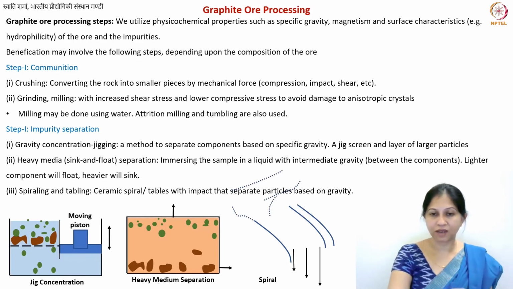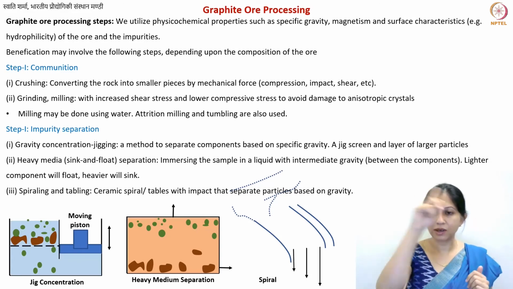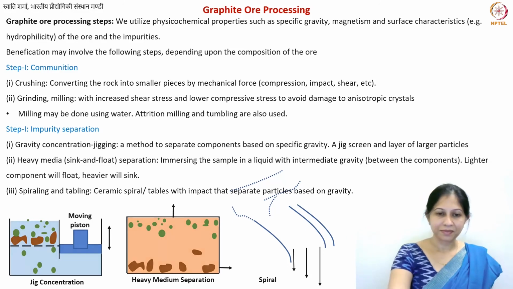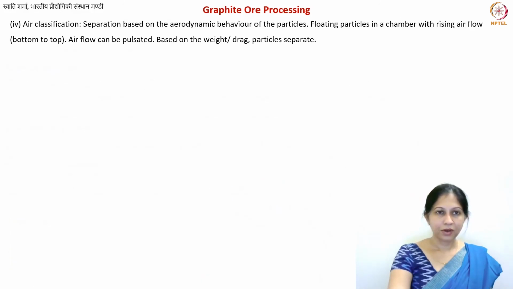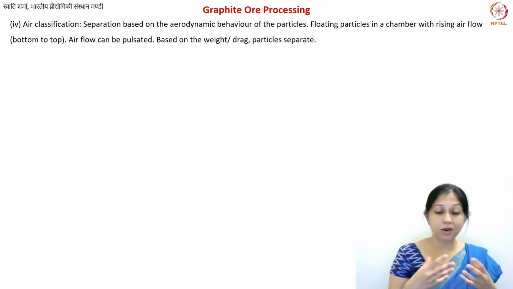This picture that I have shown, this is just one very small part of your spiral, which goes on like that. Okay. Now the fourth one is known as air classification. So till now we were using water as the medium, or some liquid as the medium for the separation, and now what we are going to do is we are going to use air. So we can say that this is based on the aerodynamic behavior of the particles.